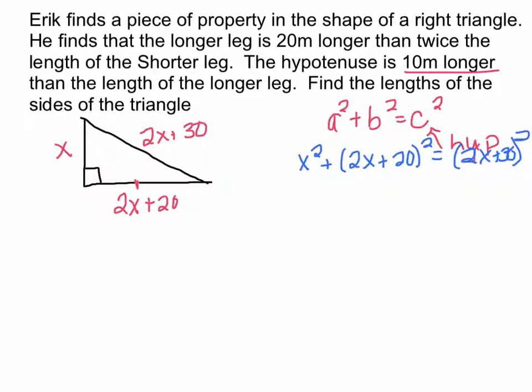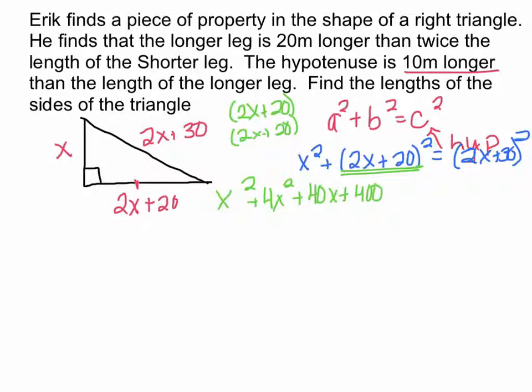30 squared. Now I'm going to go ahead and distribute all of this out. So I have x squared. When I distribute this, I should write it twice and distribute. And when I do that, I get plus 4x squared plus 40x plus 400. When I do the same thing over here, I get 4x squared plus 120x plus 900.